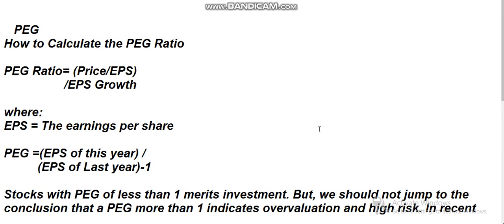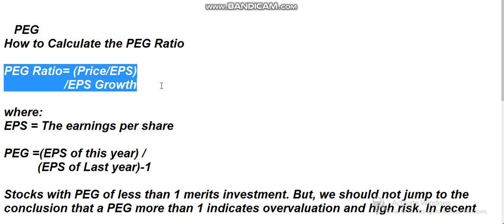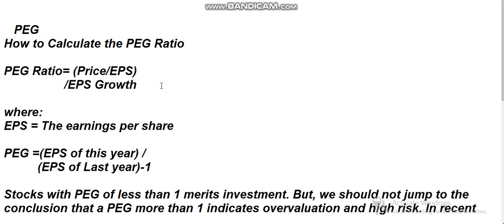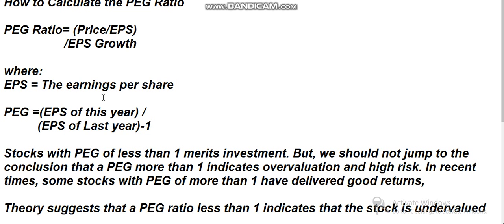Let us start. PEG ratio, you can see here I have taken some formulas and some theory points, and after that I will go to the practical. PEG, profit earning growth ratio. How to calculate the PEG ratio? Price per share, that is price per EPS, divided by EPS growth, where EPS is the earning per share. EPS growth is EPS of this year divided by EPS of last year, minus 1. EPS of this year means the present EPS, that is the trailing EPS.